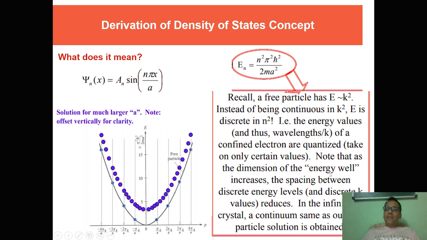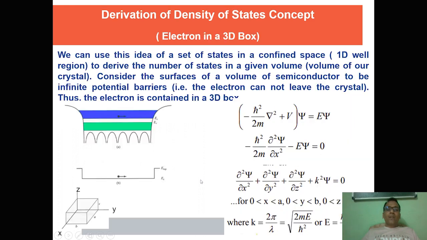Note that as the dimension of the energy well increases, the spacing between discrete energy levels reduces. In an infinite crystal, a continuous spectrum, the same as our free particle solution, is obtained. So this is for the free particle of a crystal, and this is the discrete energy level for different k values. Now the general form in the three-dimensional case.